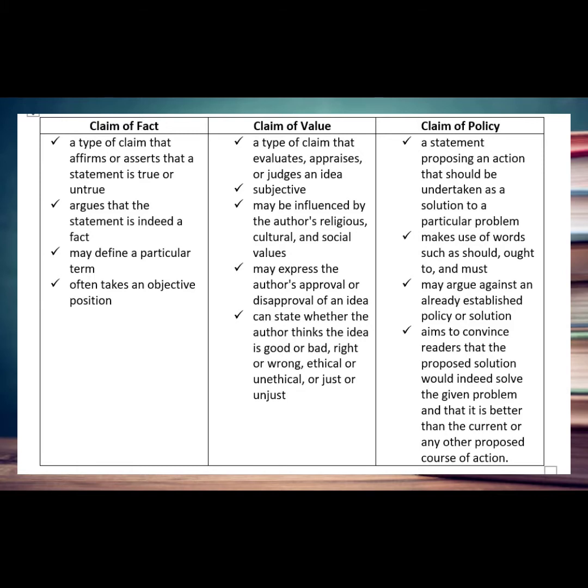For a claim of policy, it is a statement proposing an action that should be undertaken as a solution to a particular problem. It makes use of words such as should, ought to, and must. It may argue against an already established policy or solution. It aims to convince readers that the proposed solution would indeed solve the given problem and that it is better than the current or any other proposed course of action.